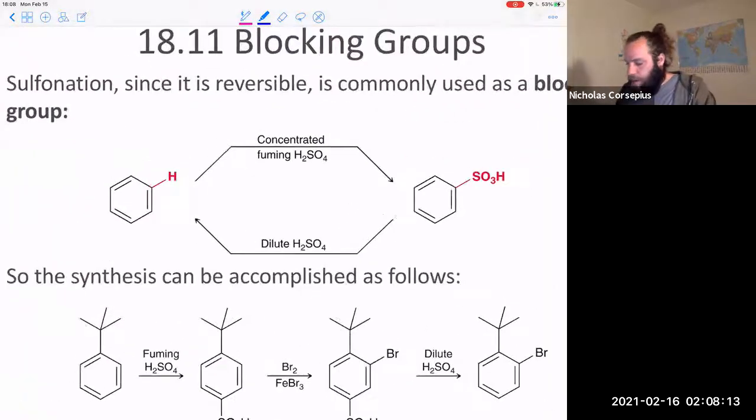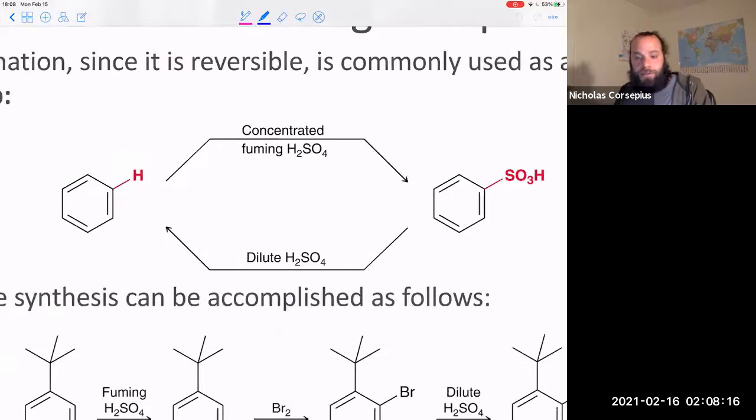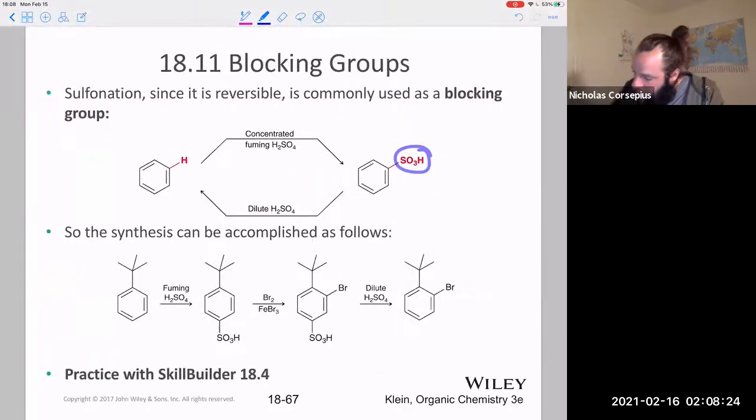And this is where the reversibility of our sulfonation reaction comes into play. Okay, so this sulfonate group is going to be my blocking group. First, I would put it on using the fuming sulfuric acid. It's going to be directed to that para position because I have a big bulky substituent that's blocking the ortho position. Then I can go and do my bromination step. Now that bromine has no place to go other than to that ortho position. And then I can use the dilute sulfuric acid to remove the blocking group.